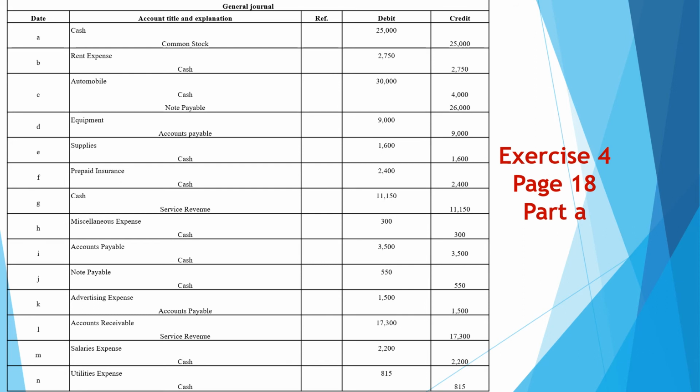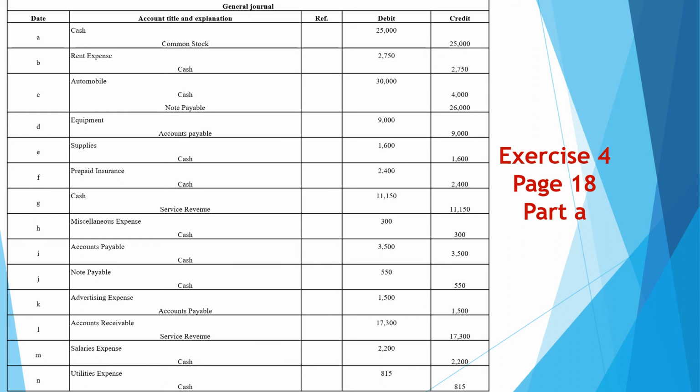Transaction I. Paid cash to creditors on account, 3,500. The creditors on account are the suppliers, and the account of the supplier is accounts payable. We are paying the creditors or the suppliers, so the cash account will be decreasing and will be recorded in credit. The second account is the creditors account, which is accounts payable.